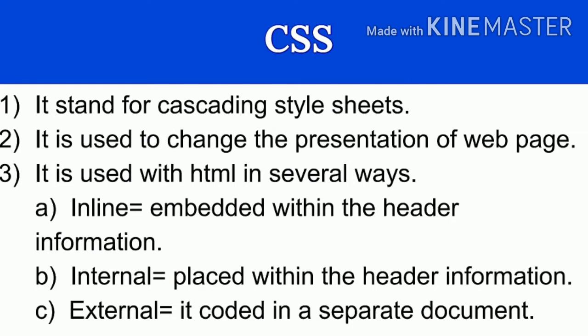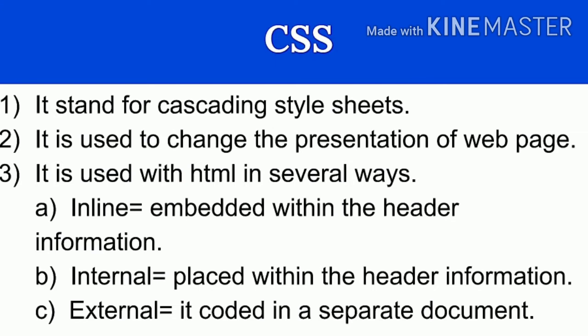The next type is internal. It is placed within the header information. It is also used in between the header tag. The last type is external. It is coded in a separate document. If you want to separate your CSS and HTML page, then you can use the external type. It becomes very easy to understand and find the property of CSS in the style sheet.